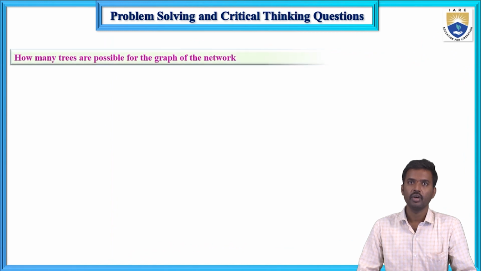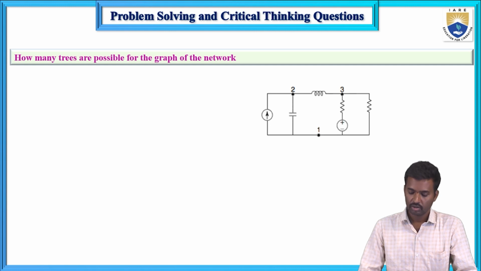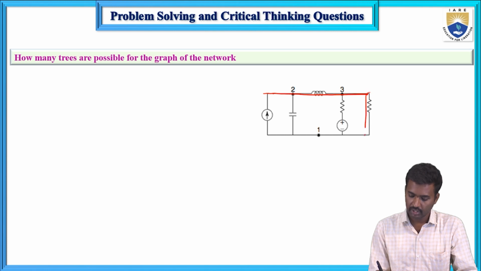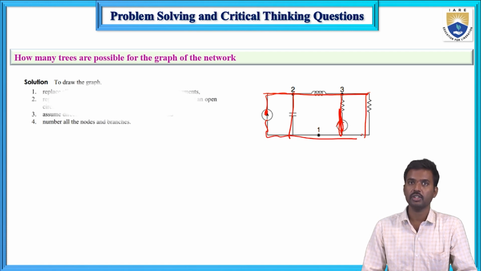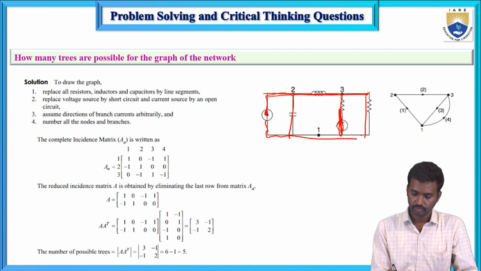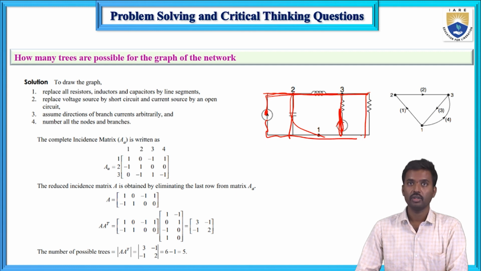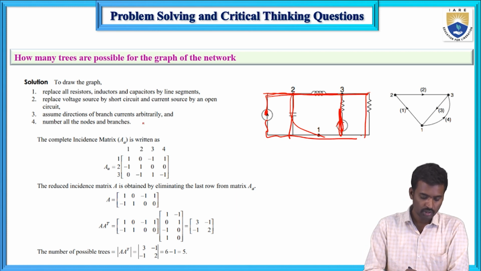So now here, how many number of trees for the possible graph here? So for this graph, all elements are replaced by line segments, and voltage source is replaced by short circuit, and current source is replaced by open circuit. So this is the graph. So now first, to determine the possible number of trees, there is a formula.